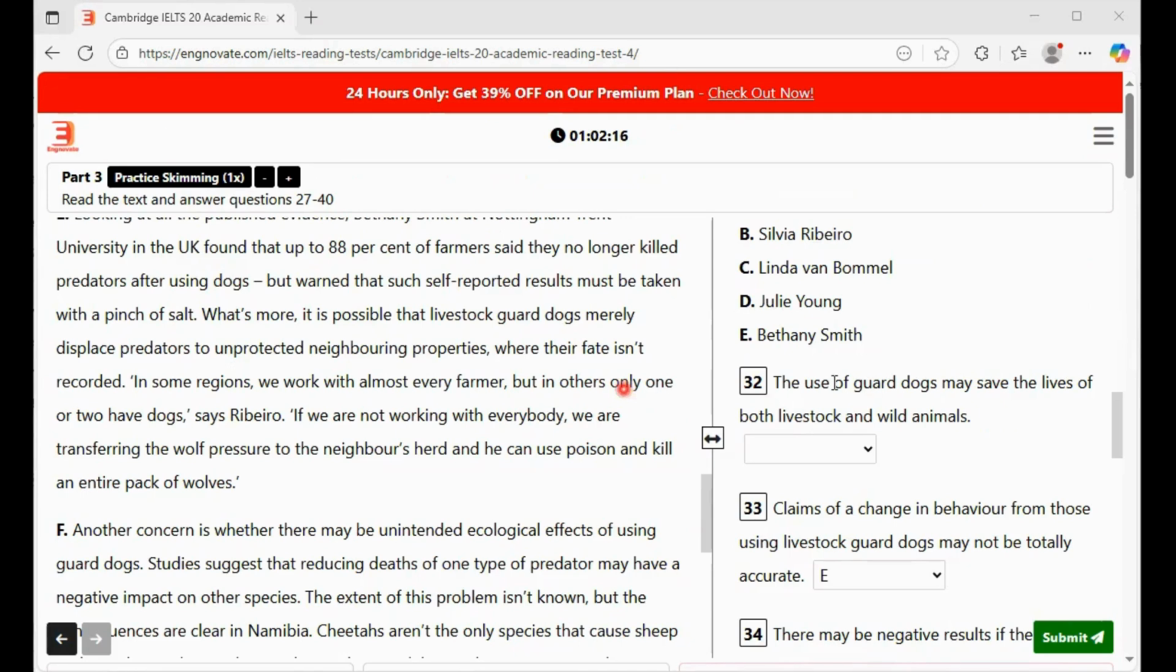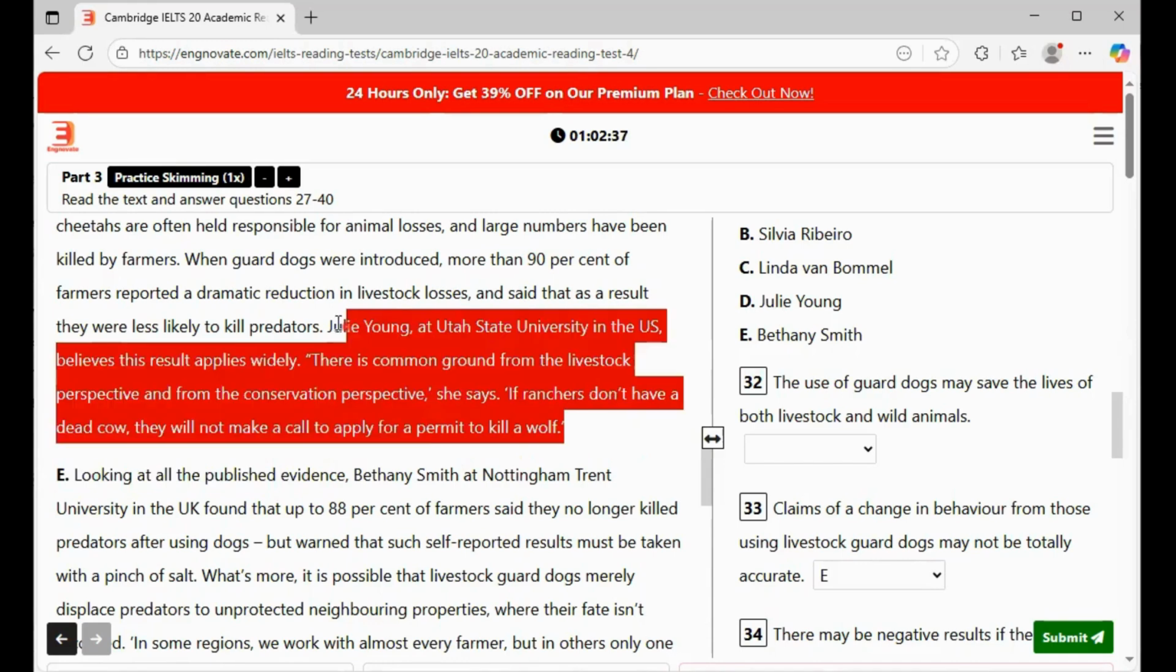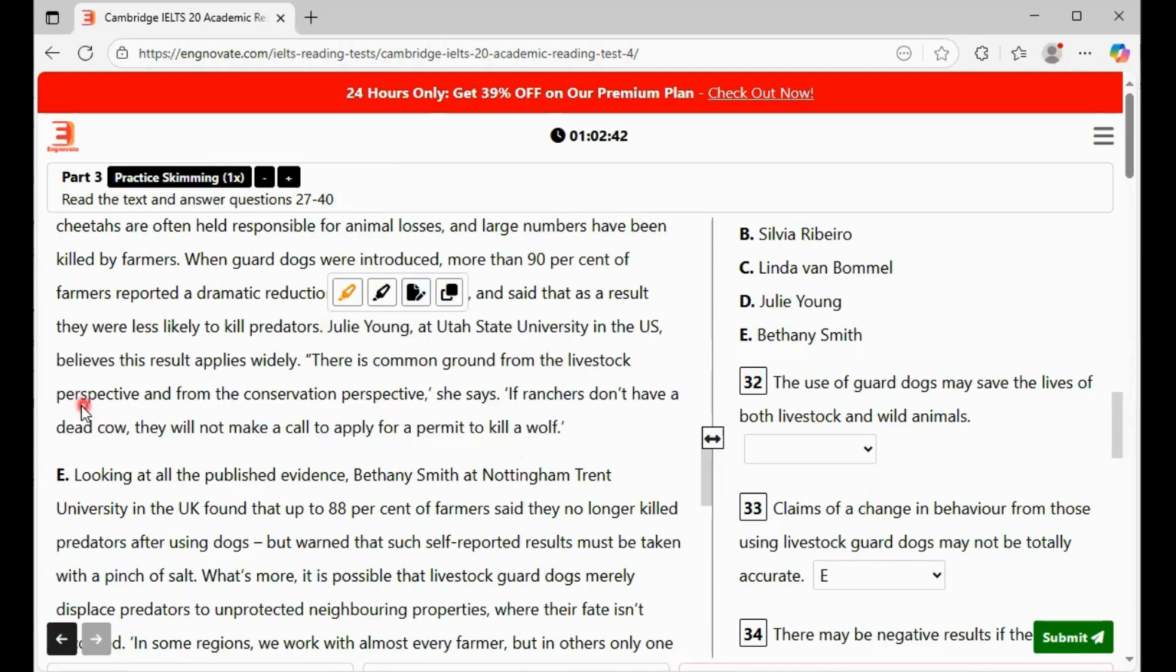Number 32. The use of guard dogs will save the lives of both livestock and wild animals. Who said that? Okay, this is it. You will not apply for a permit to kill a wolf. That's going to be Julie Young. There is common ground from the perspective of livestock and from a conservation perspective. They were less likely to kill predators. So livestock and wild animals, that's going to be Julie Young. Number 32 is going to be D, Julie Young.